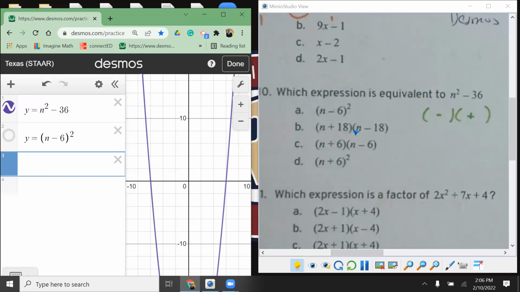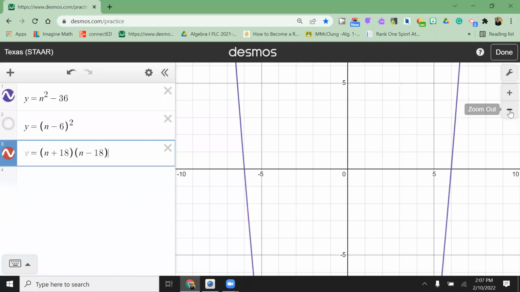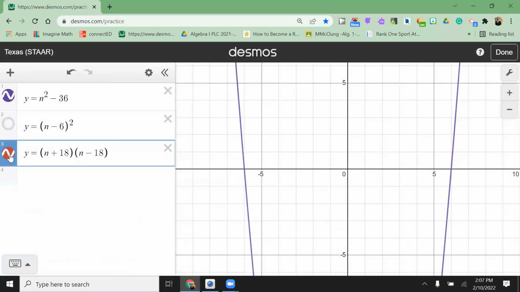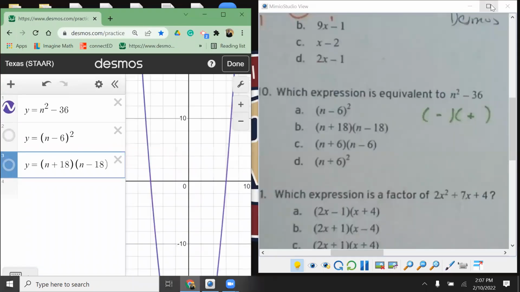I don't know about you, but I know 18 times 18 is not 36. So I know this is not the answer, but we're still going to put it in so you can see. Open parentheses, n plus 18, n minus 18. It's so big, I don't think you can see it, so I'm going to zoom out. Look, see how big it is? You can't even see it, but it's right there. So we know that's not the answer. Like I said, if you know the rules, you should know what the answer is before doing all this.